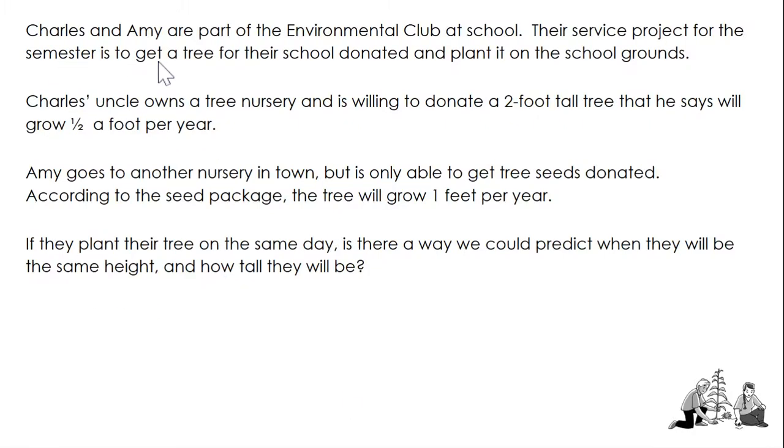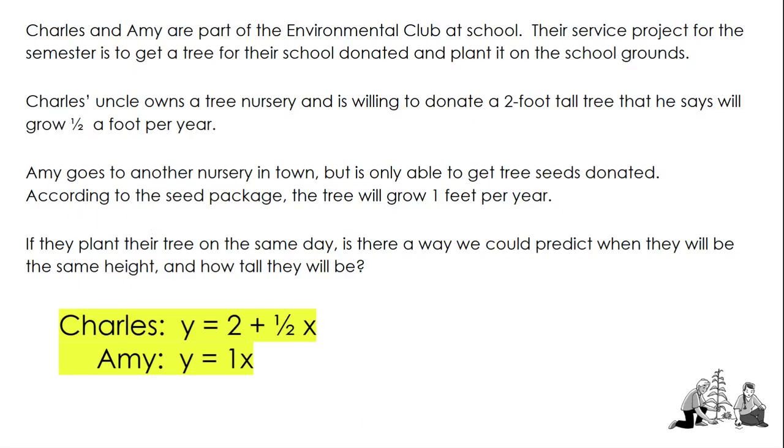Today you're starting topic 1, so here's a perfect example. Pause for a second, read through this problem. Okay, moral of the story, Charles and Amy have two different trees. Charles starts at 2 feet and adds half a foot each year. So X is years, Y is their total height.